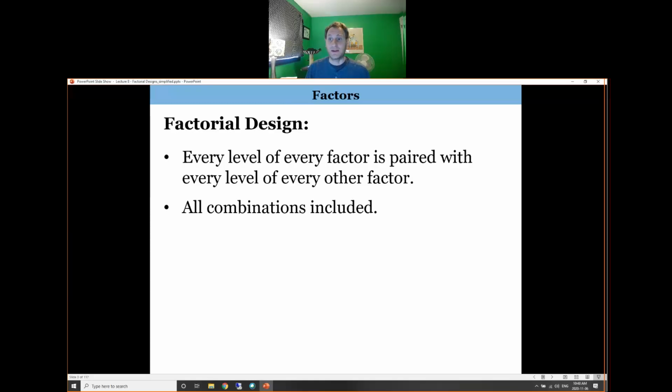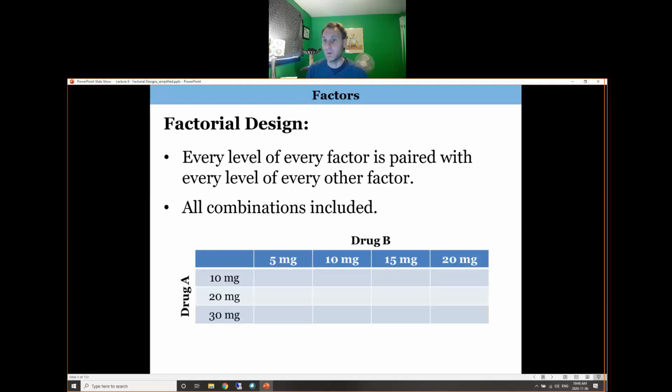So with a factorial design, every factor is paired with every other factor. It's fully crossed, so all combinations are included. So if we look at the table, we would have participants in each one of these cells, right? So we would have, in this case, 12 different cells here, corresponding to each participant getting some level of drug B, and they also got some level of drug A. We would call this a 3x4 factorial design.